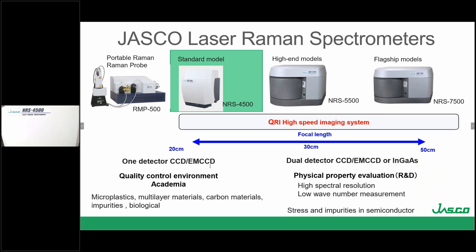For more details, please review the webinar about imaging. This is more a model for quality control environment and also academia. It can be used for microplastics, especially this search function is very useful for those researchers that are working with microplastic of very tiny particles in the body waters. It also can be used for multilayer materials, carbon materials, impurity, and biological samples.